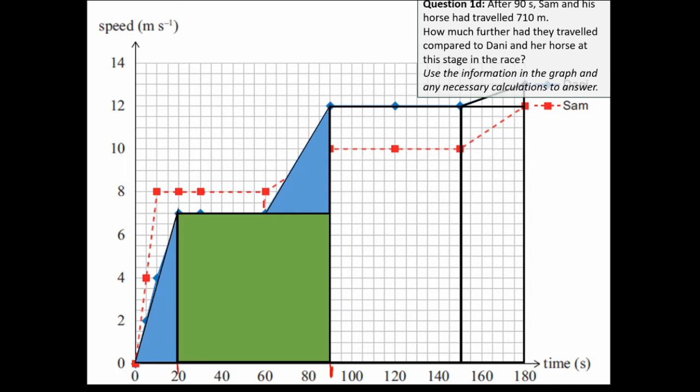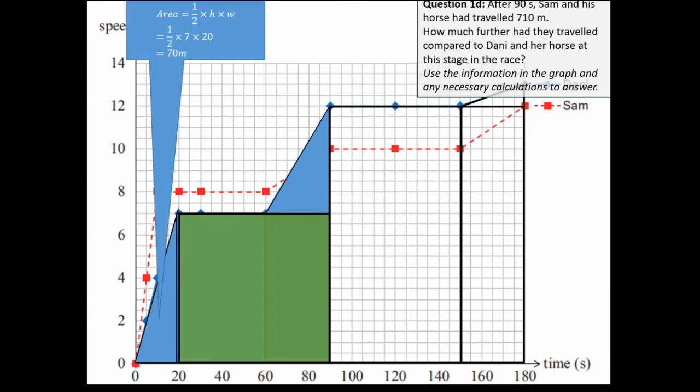And then lastly, this one from there to there is going to be 60 to 90, which is going to be 30. Okay. So, looking at the first one, we said half times 7, which is the height, and 20, which is the width. And then we have 20 to 90, which gives us 70 meters. Next one. So, 90 minus 20 multiplied by 7 gives us 490. Yes, 7 times 7 is 49. Sorry, my brain is dead.